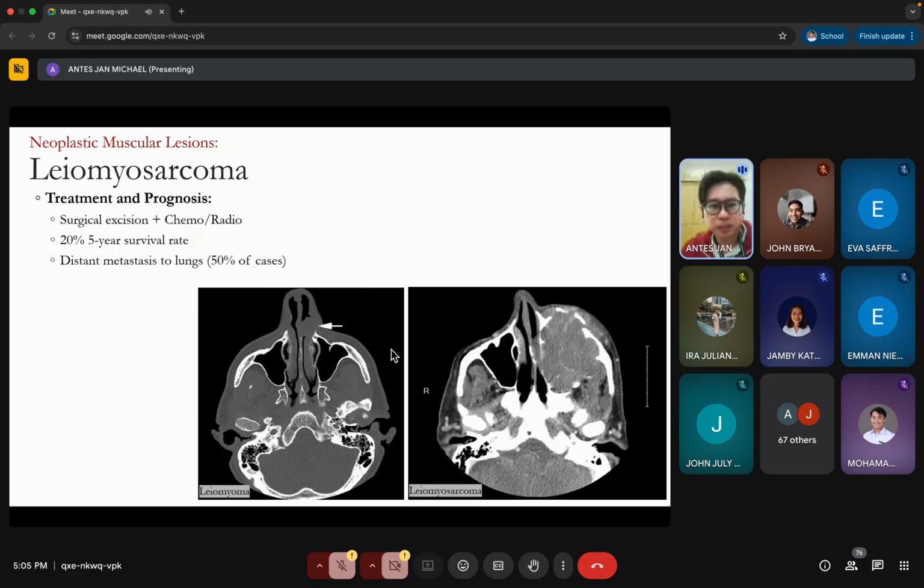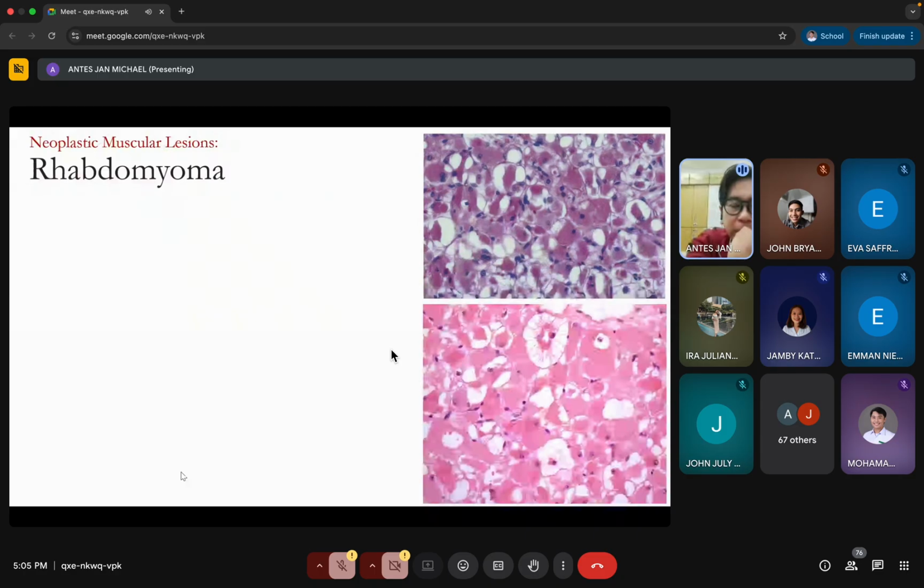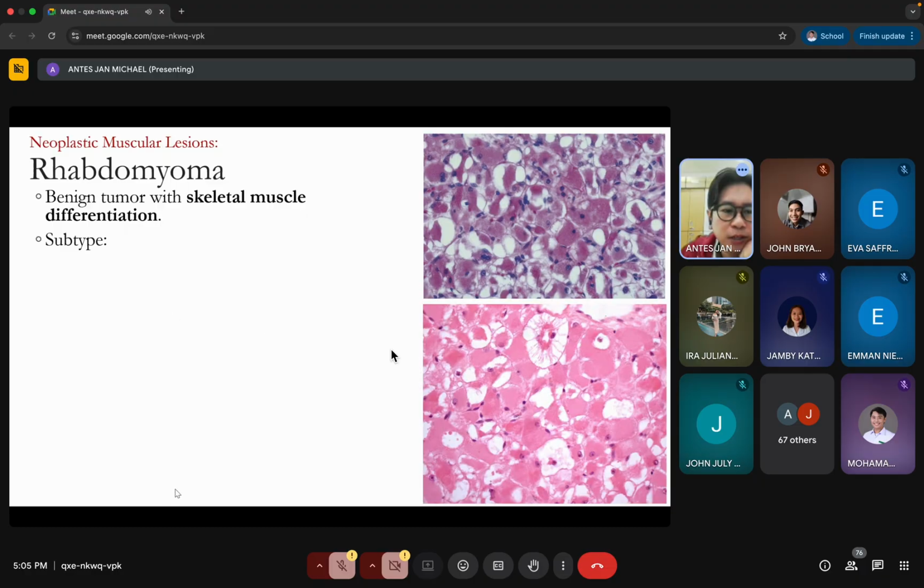Now, we're done with the smooth muscle lesions. Now we go to the skeletal muscle. The benign counterpart for skeletal muscular lesion is the rhabdomyoma. Rhabdomyoma is a benign tumor with skeletal muscle differentiation. Now there are two subtypes of rhabdomyoma: the adult type and the fetal type.